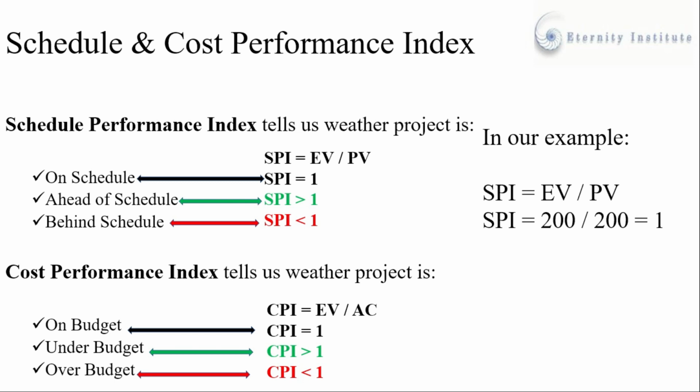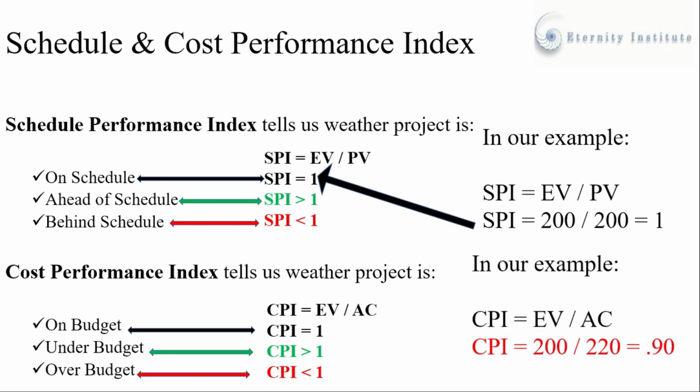In our previous example, our earned value was $200 as well as our planned value was $200. So 200 divided by 200 equals 1, which means that in terms of schedule, we are on schedule. Similarly, if we apply these concepts to cost performance index, our earned value was 200 and our actual cost was $220. Dividing these two, we get about 0.9, which means 90%. If we try to interpret this number, it would mean that we are getting only 90 cents on each dollar that we have invested.